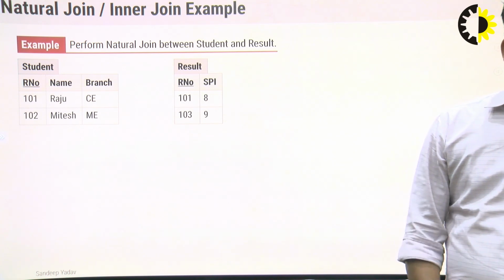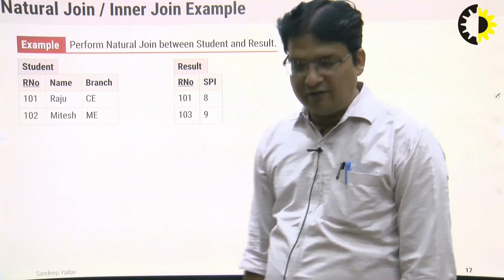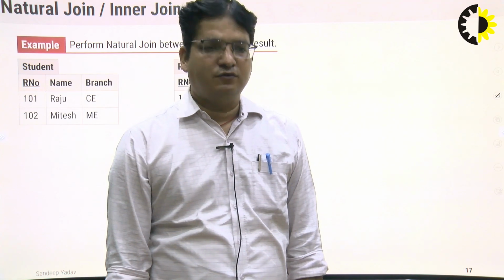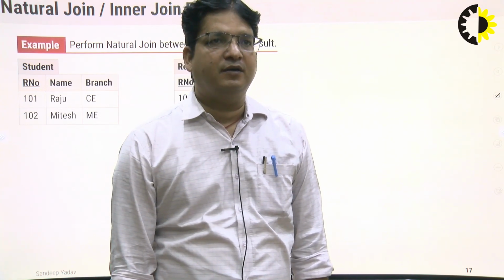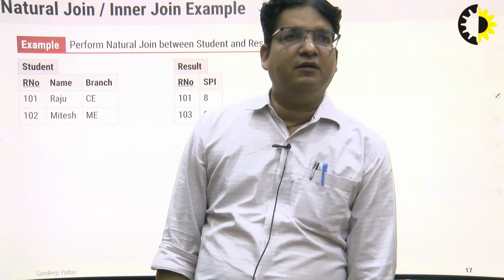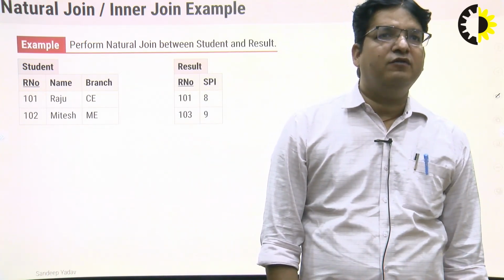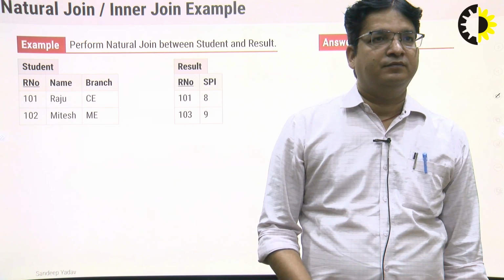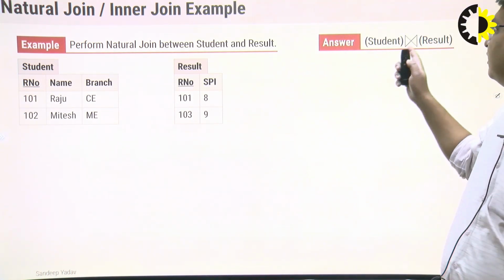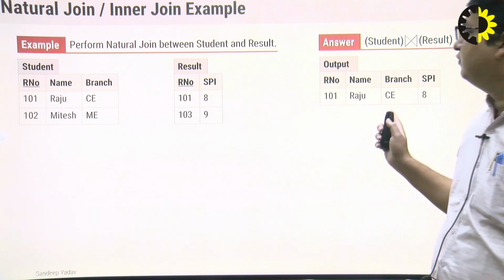Now let us see the example of natural join. Whenever we have to fetch data from more than one table, we have to make use of join. So the join operation is basically used in DBMS when we want to fetch data from more than one table. Now the query for that is student natural join result. So the output will be in the following form.